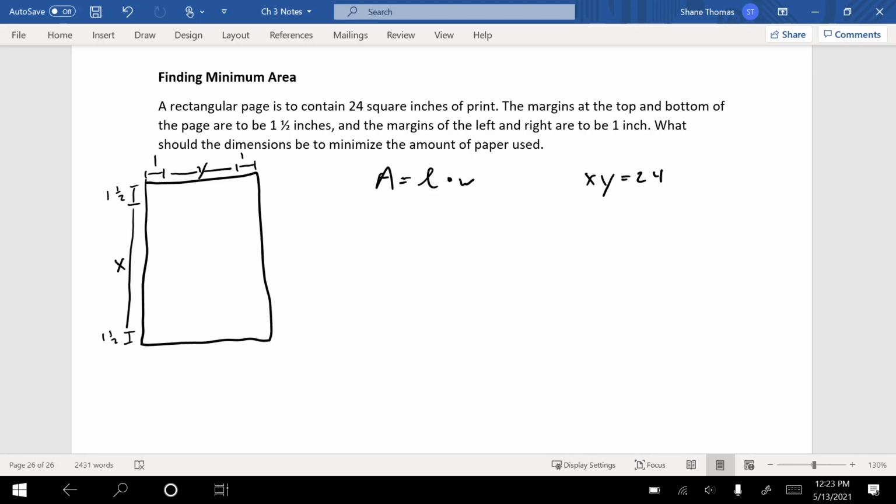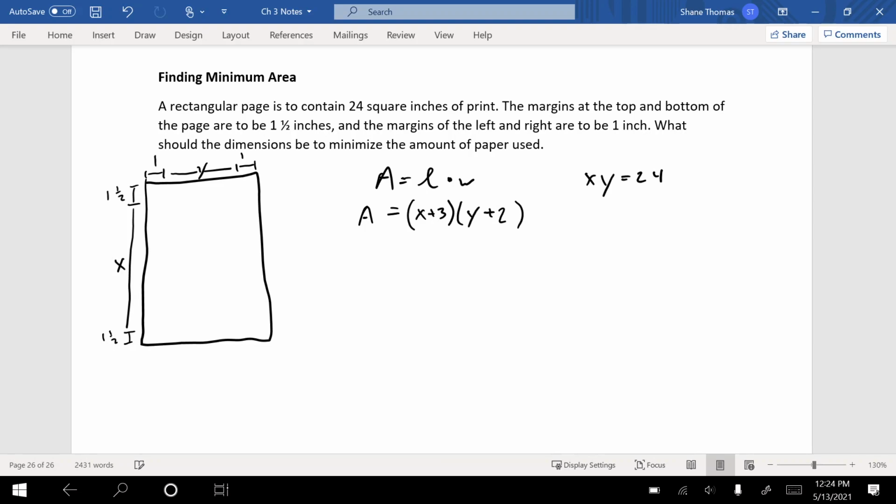All right? So this entire thing, my length would be x plus 3. Okay? The x value on the side plus 1.5 on top, 1.5 on the bottom is 3. All right? What would my width be? Y plus what? 2. Y plus 2.